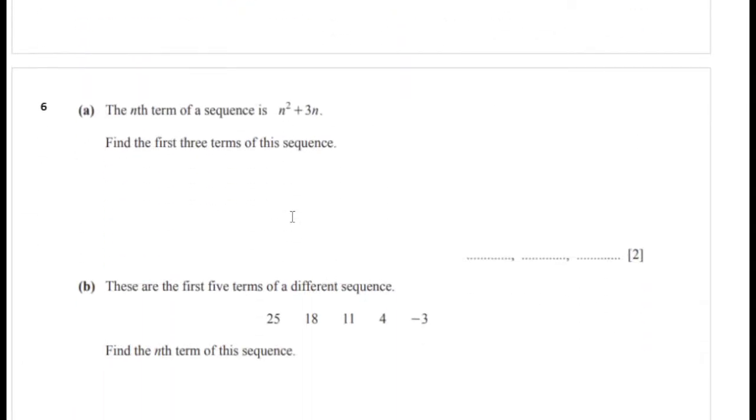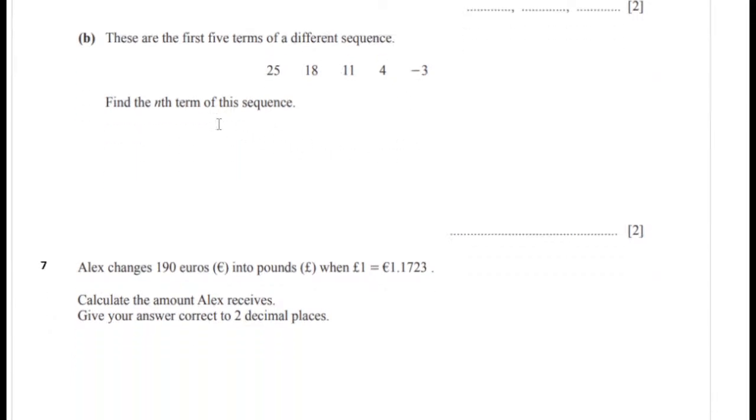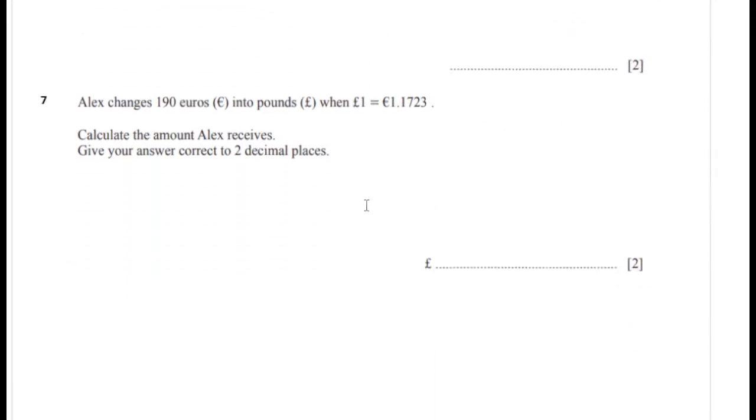The nth term is given. Find the first three terms. A simple question. These are the first 5 terms of different sequences. Find the nth term of the sequence. Again, a simple question. Now, is it an arithmetic sequence? If you see the difference, here 18 minus 25 is minus 7. Here it's minus 7. Here it's minus 7. Okay, so a simple question.